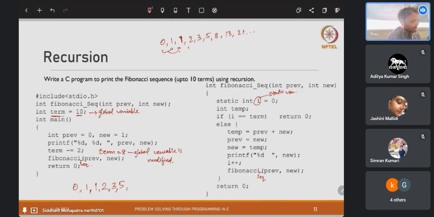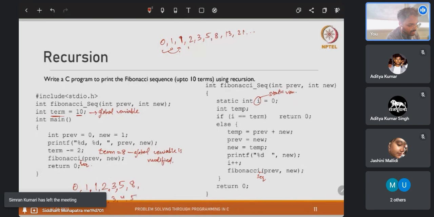Now again we call Fibonacci sec with the values 3 and 5. It checks, I value is 4, term is 8, so it goes to the else part, gets 8 printed, because 3 plus 5 is 8, and the swapping takes place. I becomes 5, so I'll also track the value of I. I was defined as 0 the first time it was called. It became 1 here, 2 here, 3 here, 4 here, 5 here.